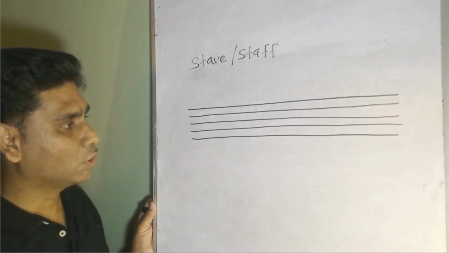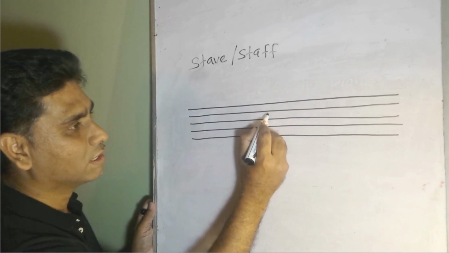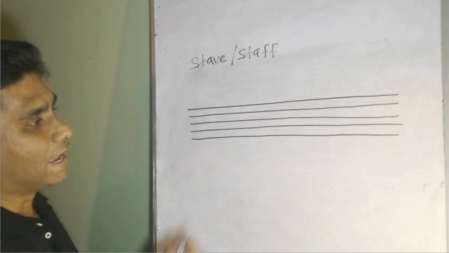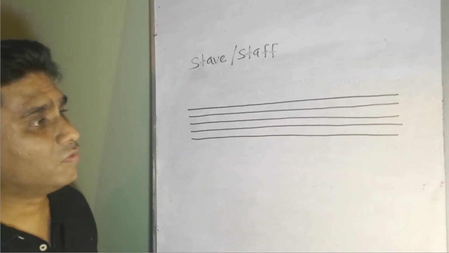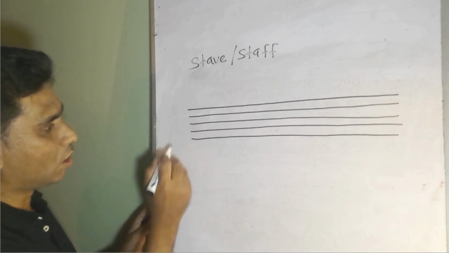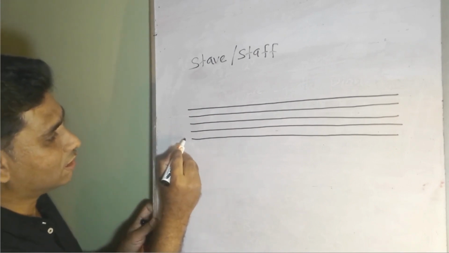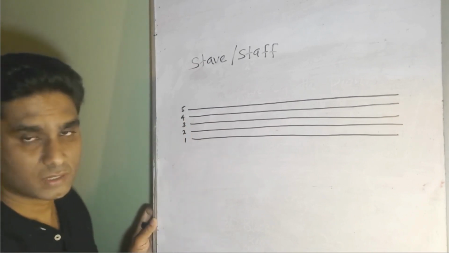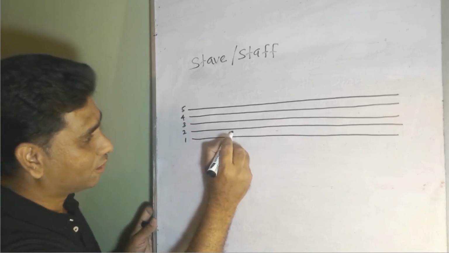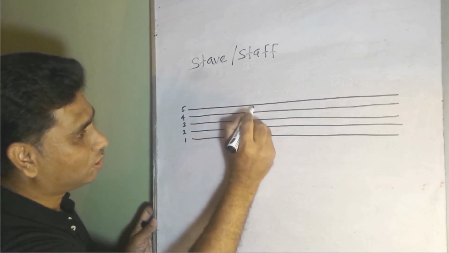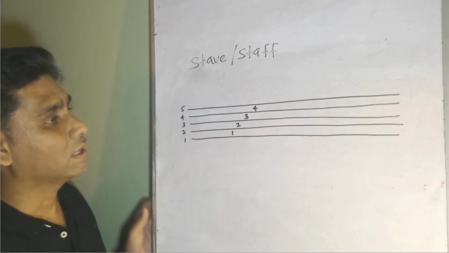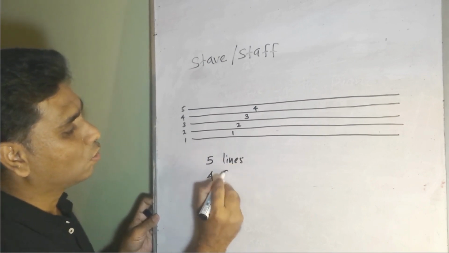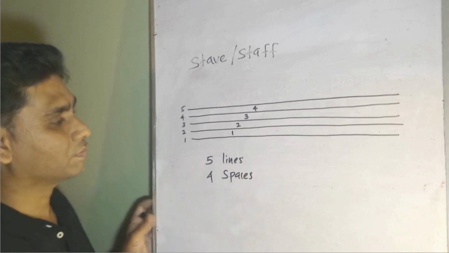When drawing the staff, you have to keep the same distance in between two lines. Right, now there are 5 lines and 4 spaces. When we count the lines, we have to always count from bottom to top. So this is first line, second line, third line, fourth line, fifth line. And spaces, space 1, space 2, space 3, space 4. Right, now we learn there are 5 lines and 4 spaces in a stave.